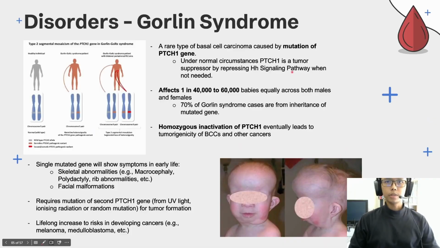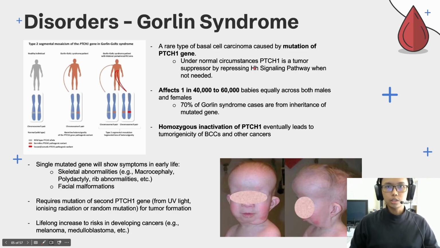In my slides, I will be talking about Gorlin syndrome. Gorlin syndrome is a rare type of basal cell carcinoma caused by the mutation of the Patch1 gene. Under normal circumstances, the Patch1 gene is a repressor of the hedgehog signaling pathway. When hedgehog ligands are not present, it prevents the activation of the Smoothened protein, preventing the continued proliferation and differentiation of cells, especially overactivation, which causes the growth of tumors.